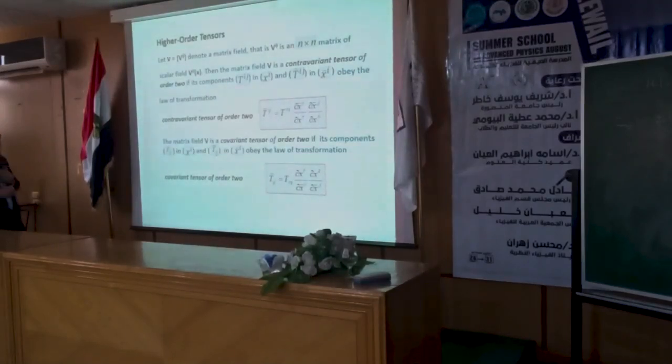Now the transformation law, the same as we did before. Look, i with r, j with s. i from the bar to r from the unbarred coordinate system, and j from the bar coordinate system to s in the unbarred coordinate system. So this is how we write the transformation equation of a second order tensor. Covariant.